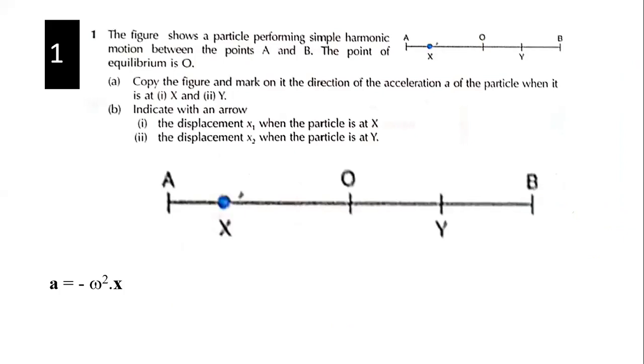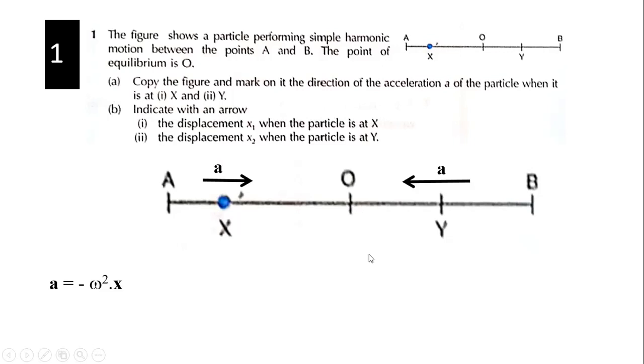The figure shows a particle performing simple harmonic motion between the points A and B. The point of equilibrium is O. Copy the figure and mark on it the direction of the acceleration a of the particle when it is at X, that point there, and Y, that point there. The acceleration is always going to point towards the zero there. That's all.